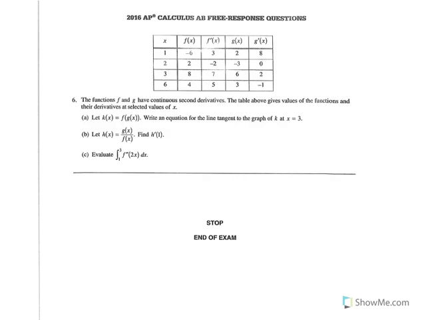So let's take a look at the first part of the problem. I have a table of values. The functions are continuous in the second derivative, so they'll always end up working. The table above gives the values of the functions and the derivatives at the selected values. They're saying that k of x equals f of g of x. They want me to find the tangent line. I'm going to actually find the tangent line to the graph of k at x equals 3.